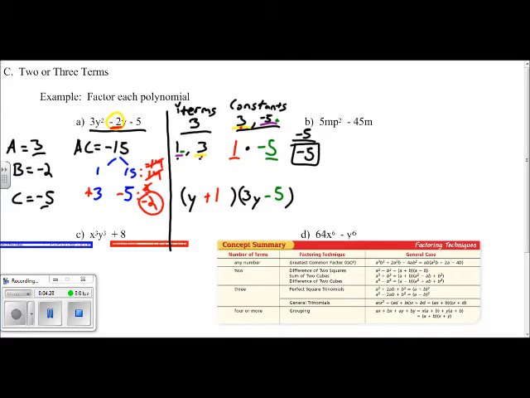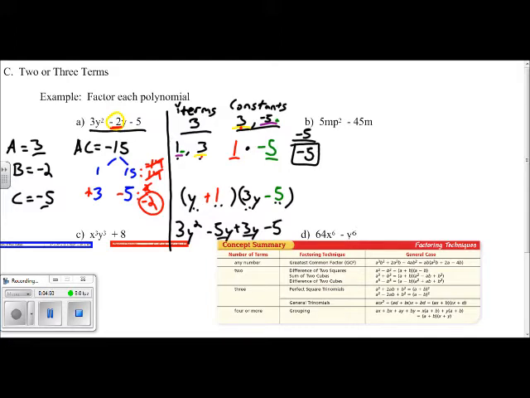So, speaking of foiling, we're going to do that just to check, make sure that these are correct. We have y and 3y, which makes 3y squared. Y and negative 5 is negative 5y. 1 and 3y makes a positive 3y. And 1 and negative 5 gives us negative 5.